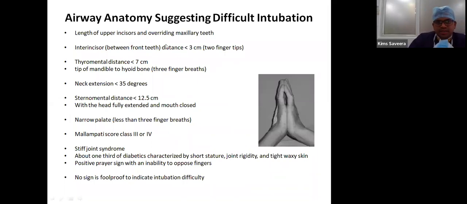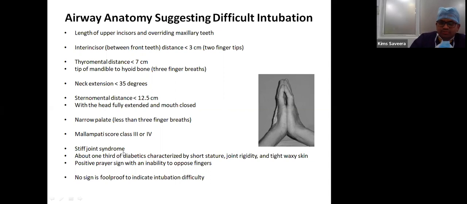This is another way of assessing difficult airway intubation. Basically, upper incisors overriding the maxillary teeth will make introducing the laryngoscope difficult. Other predictors: inter-incisor distance less than 3 fingers, thyromental distance less than 7 centimeters, neck extension less than 35 degrees, and sternomental distance less than 12.5 centimeters with full extension of the head and mouth closed, a narrow palate, mouth opening less than 3 fingers breadth, and Mallampati score grade 3 and 4.